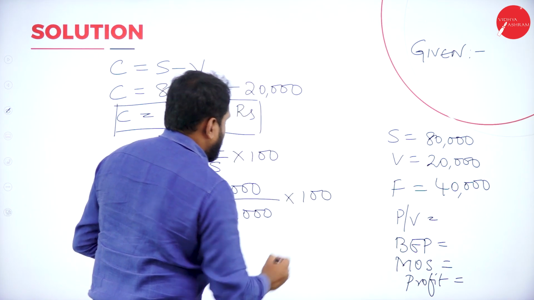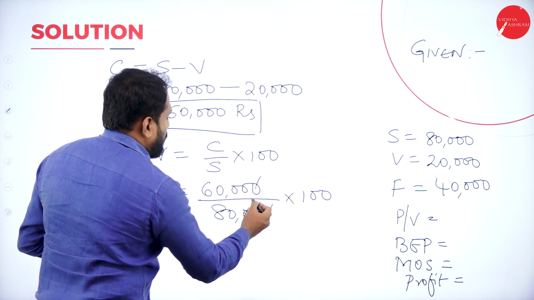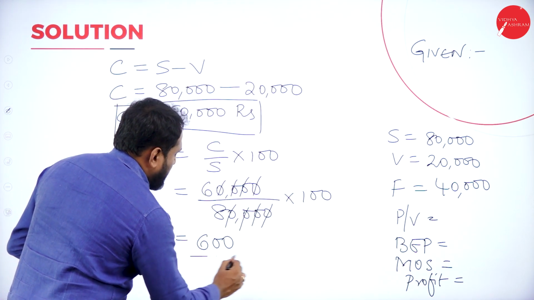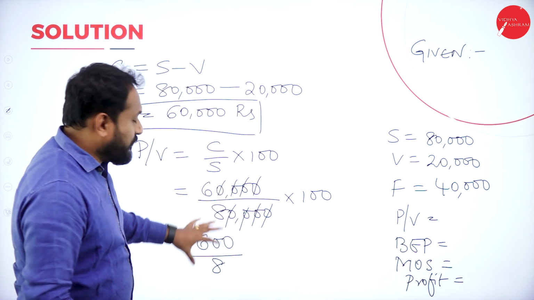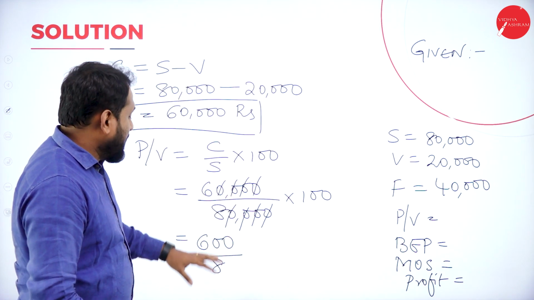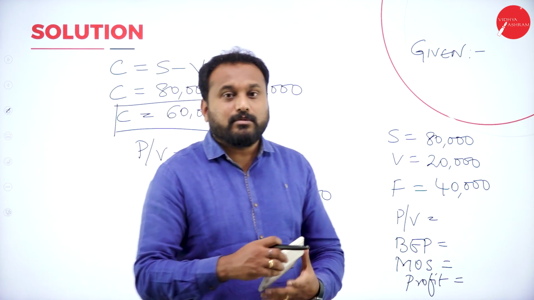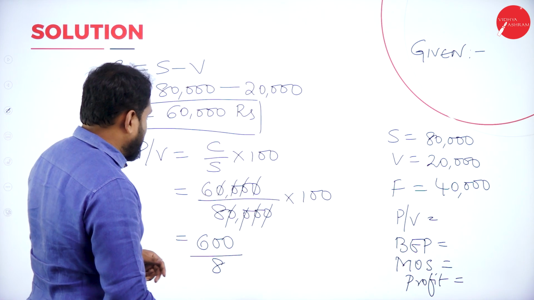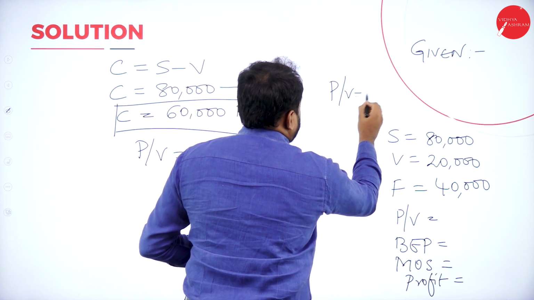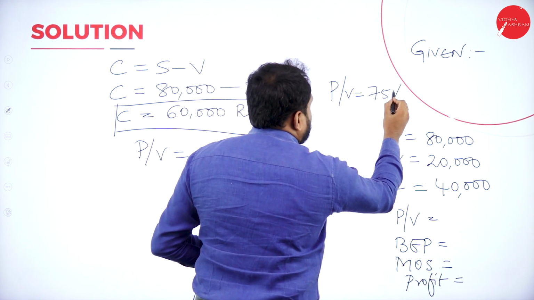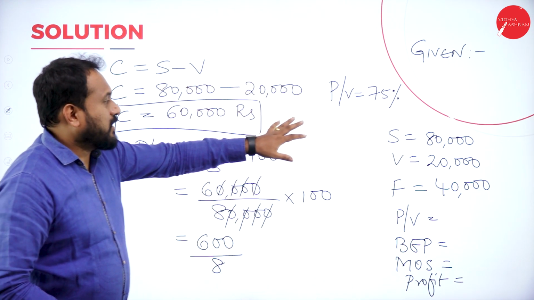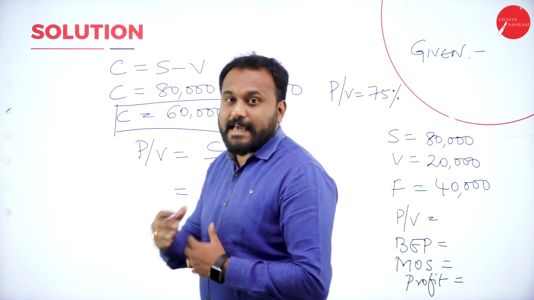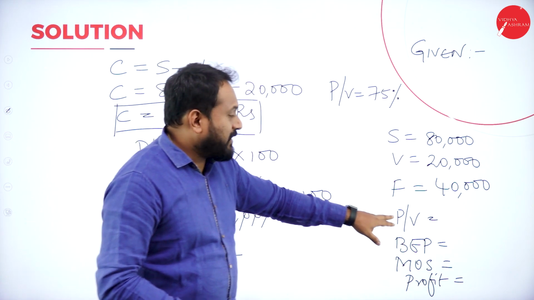80,000 into 100. When you go with this, you can cancel the zeros. Now 6 into 100 is 600, so 600 divided by 8. But don't do this by hand. Take your calculator and write 600 divided by 8 is equal to 75. So you should write here that PV is equal to 75%. If you write this, you get your 5 marks. So hope you are getting the concept. All we did is go with the calculation. First I wanted to calculate PV. Now my PV is how much? 75%.